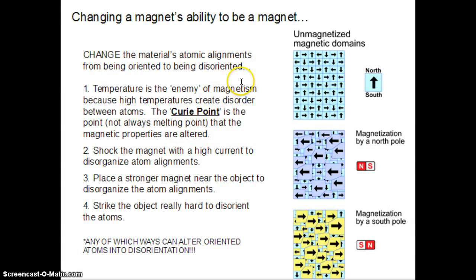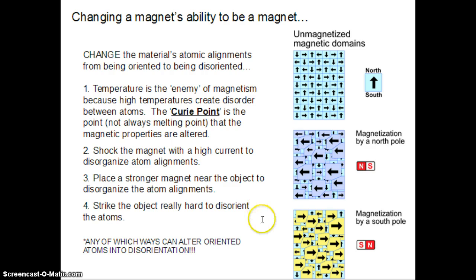There are several ways in which we can change an object's magnetic appeal, or its magnetic fields. We can heat them up. Temperature is the enemy of magnetism because it creates disorder between the atoms. You can take a magnet, heat it up, and you can disorient its atomic arrangement. This is called the Curie point. This is the point at which it is breaking down the properties of the magnet based on the disorientation of the atoms. We can shock it with high current just to disorganize the atomic alignments. We can place a strong magnet near it to disorganize the atomic alignments, or we can strike it really hard to disorient the atoms.